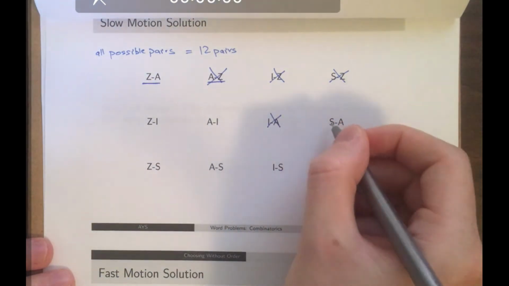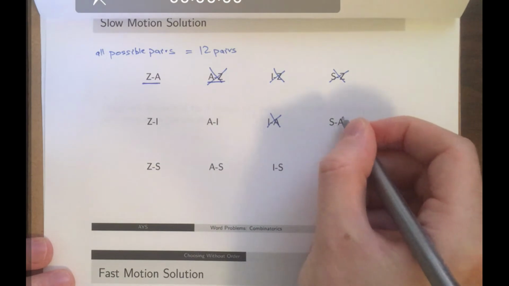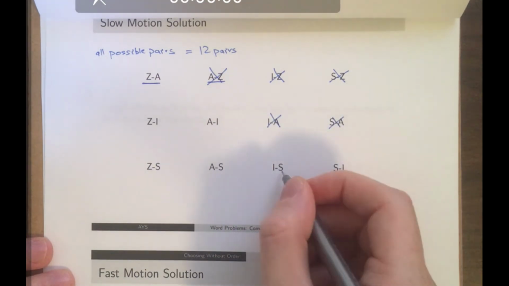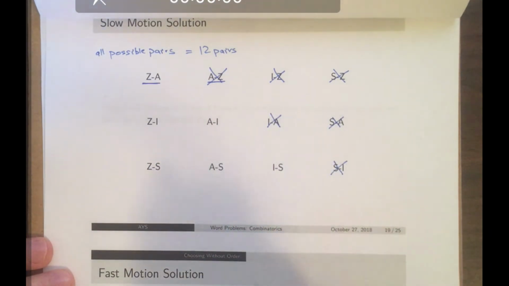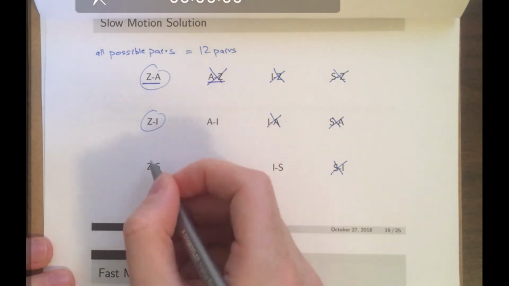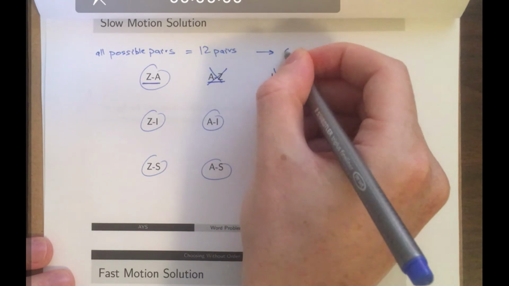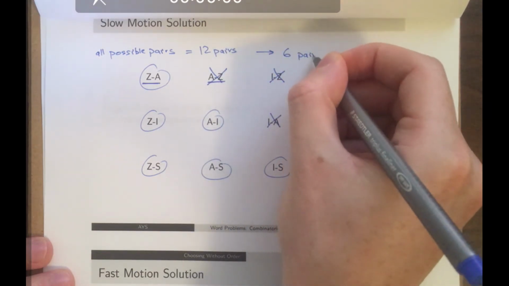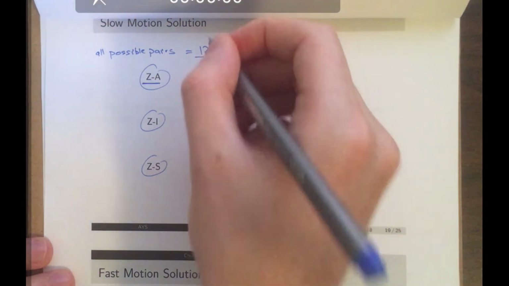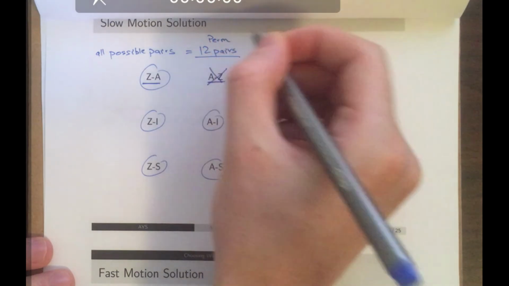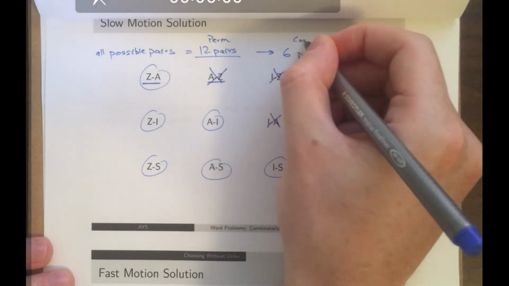Sami and Abdullah, that's an extra. Sami and Ibrahim, that's an extra. And what you're left with is 6 pairs. So these 12 pairs would be the answer if the question was permutation. 6 pairs, that would be the answer if it's combination.